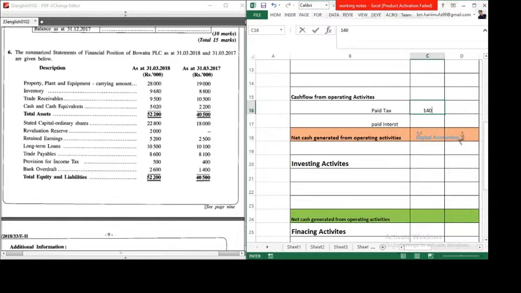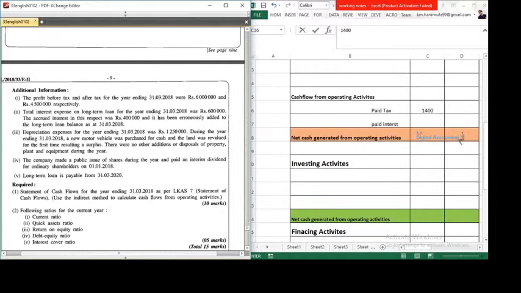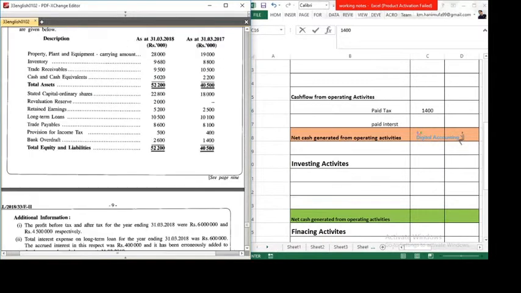The first adjustment we have done, right? That's tax. The second adjustment, we read out the second adjustment. The total interest expenses on the long-term loan for the year ending 31st March 2018 was 600. Here the long-term loan is 10,100 and 10,500.